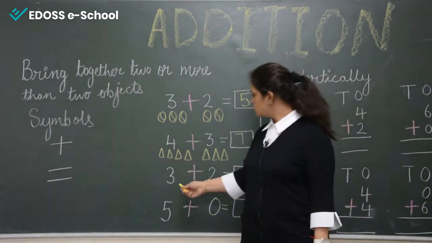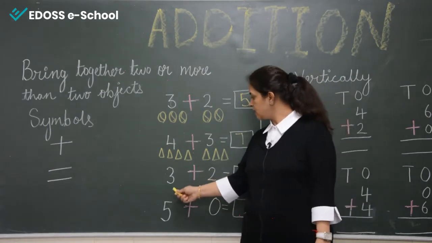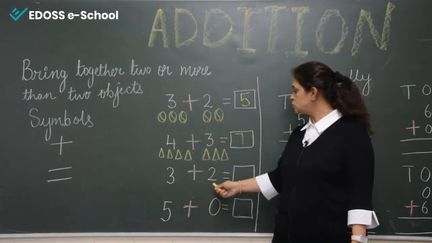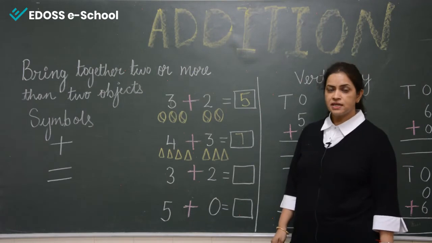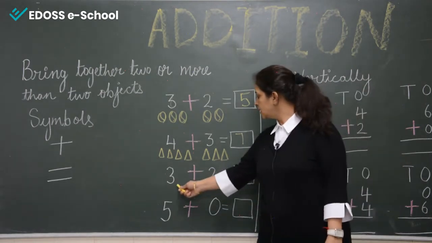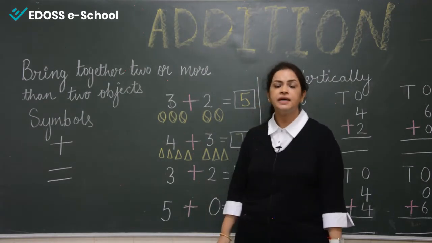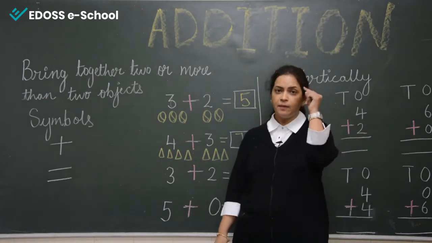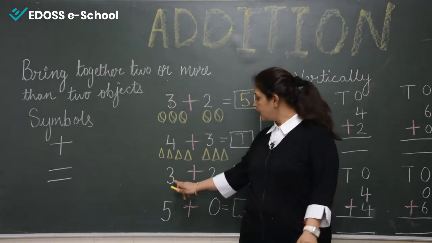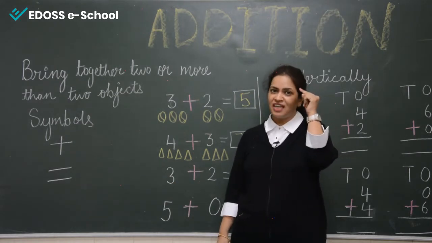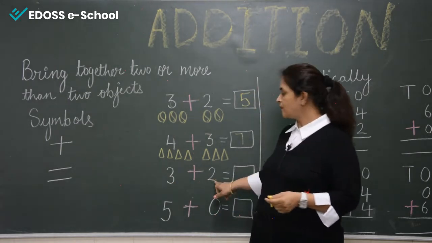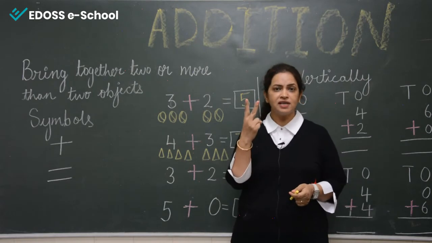Okay? So the next addition statement is 3 plus 2. What is the statement? 3 plus 2. So 3 is the bigger number. So keep that number in your mind. Okay? So keep 3 in your mind. And what is this number? 2. So 2 fingers out.